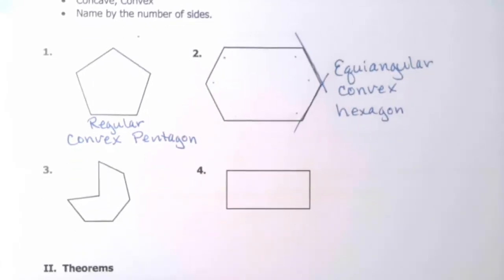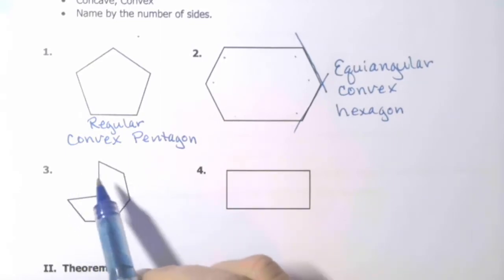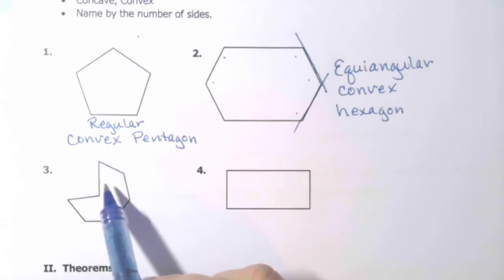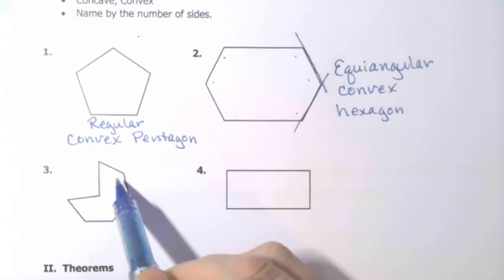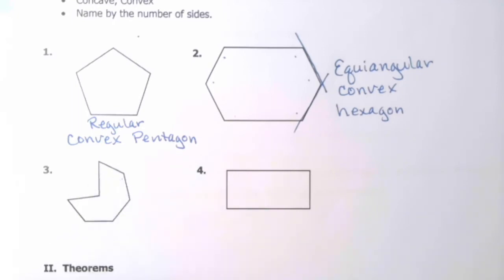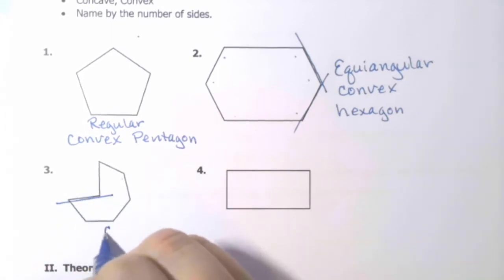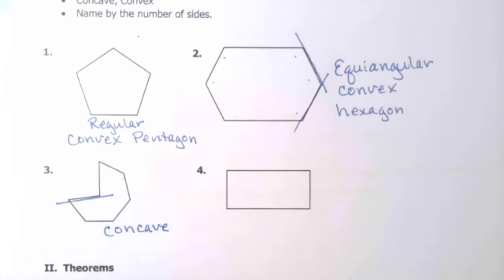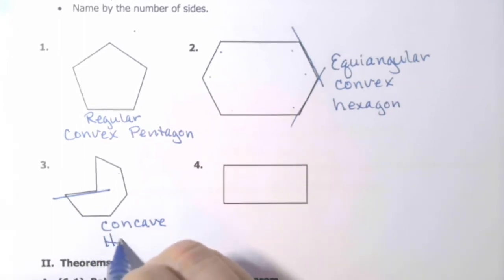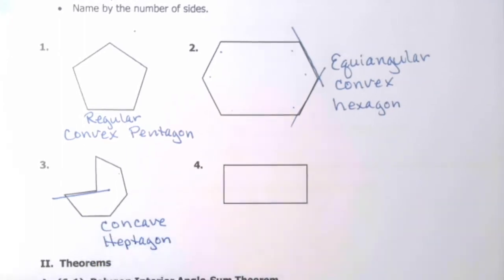All right, number 3. So you can tell that the sides on this are not equal. You got some long ones in here, so it's not equilateral. The angles go from obtuse to acute, so it is not equiangular. So it's definitely not regular, because regular means both equilateral and equiangular. If I draw a line on this side, it punches into the figure. So this figure is concave, or it has a little cave in it. And if we count the sides, there are 7 sides. It is a heptagon.